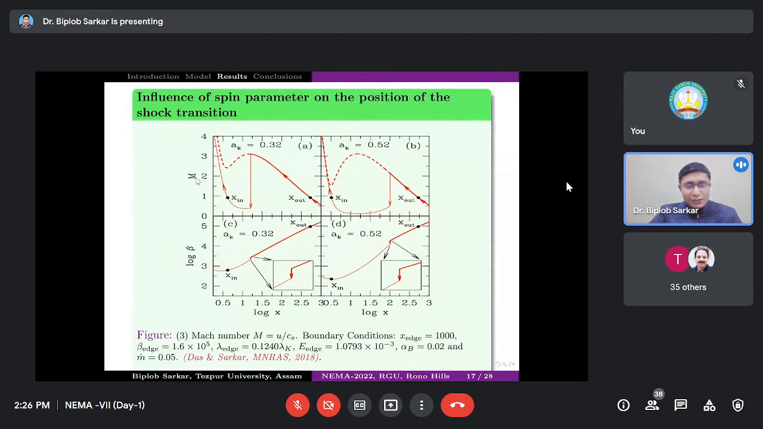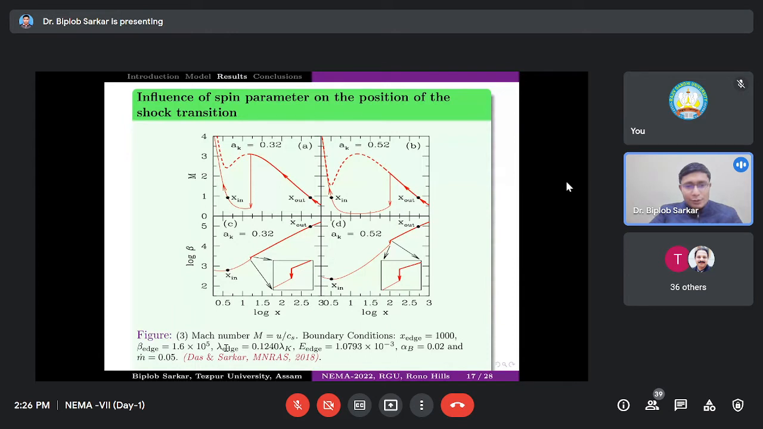the variation of the Mach number with the radial coordinate. Okay, so Mach number is basically defined as the ratio of the flow velocity to the sound speed in the accretion flow. So here we have injected matter from the outer edge, which we consider to be 1000 Schwarzschild radius, with some given fixed parameters like the beta parameter at the outer edge, the angular momentum at the outer edge, and the specific energy at the outer edge. Then the viscosity parameter and the accretion rate we have kept fixed, okay.